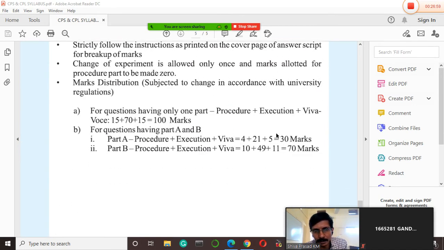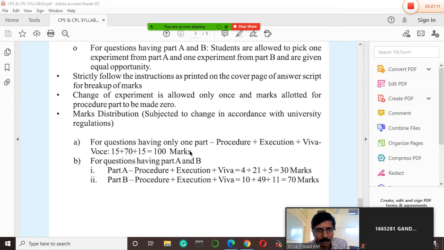Part A consists of 30 marks, and part B consists of 70 marks. The 30 is split into three important parts, and the 70 is also split into three important parts. This is the process which has to be carried out. This is for 40 marks, and this is 100 marks.